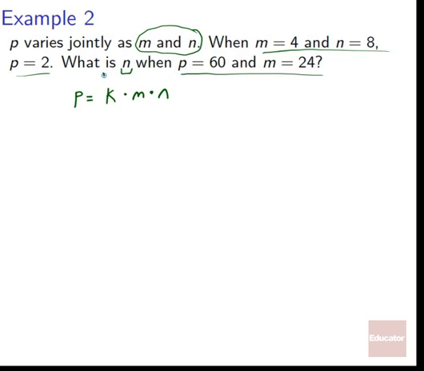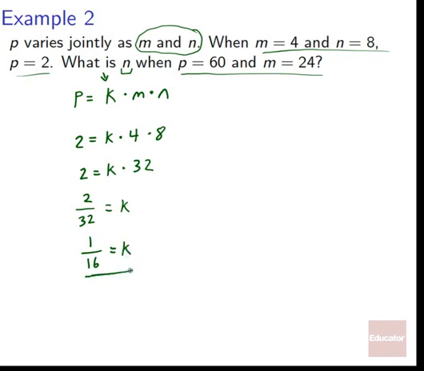So once again, we need to figure out what is that K, what is that proportionality constant, if we're going to be able to figure out what N is in the second half of the question. So we plug in all the values that we know from the beginning. We've got P equals 2, 2 equals K times M at 4 and N at 8. 2 equals K times 32, divide by 32, 2 over 32 equals K. 1 over 16 equals K. Great. So with that information, we can now take this. We'll create a new thing that tells us the relationship in general.